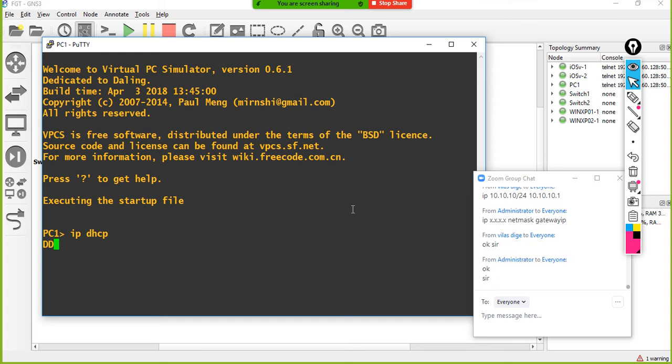See here, it's going and contacting. See there, guys. It's doing the DORA process: discover, offer, request, acknowledgement. Now it got the IP address successfully. Did you notice that?